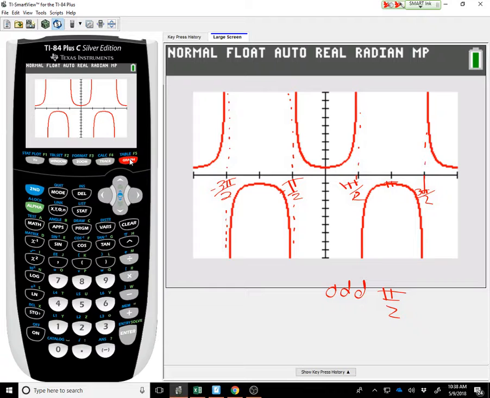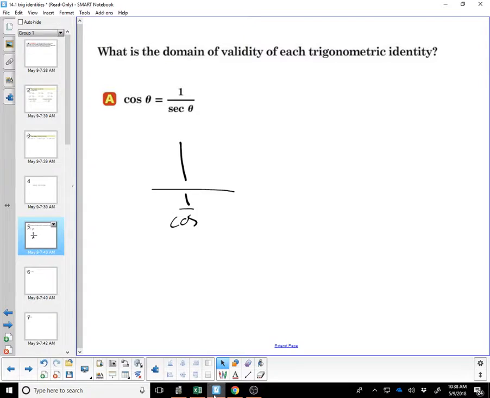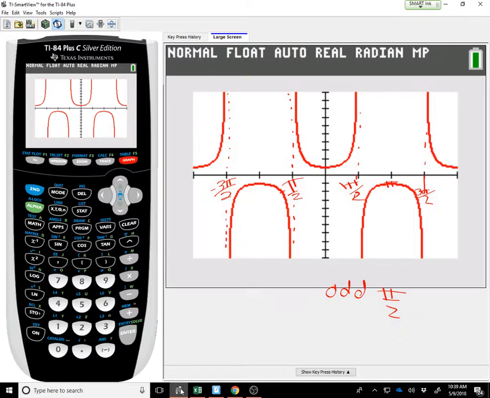9 pi halves. So all the odd ones, guess what's going to happen? I'm going to have an asymptote there. So when we talk about the domain of validity, the only time I'm going to have problems is with the secant graph, because I know it has asymptotes in it. And according to the graph that I just made, it happens every odd pi half. Not the even ones, because this would be 2 pi halves. And then over here would be 4 pi halves. And I'm good.